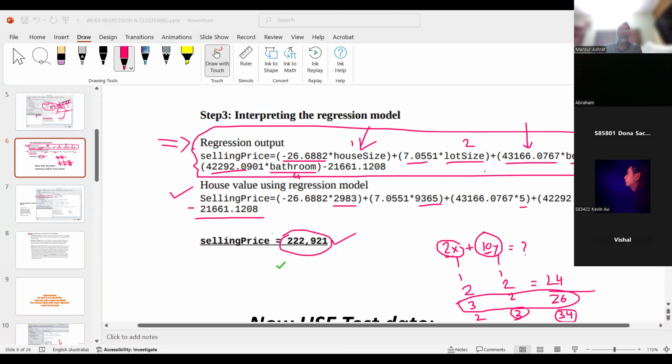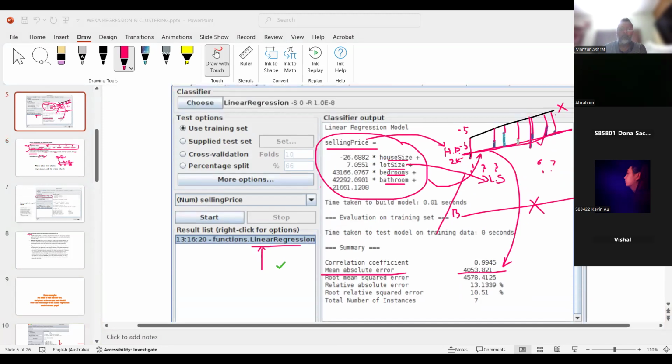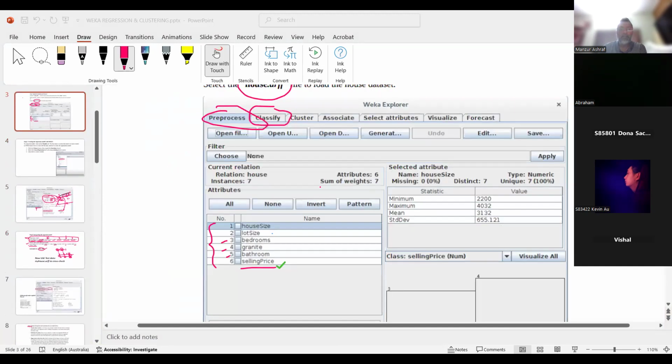Okay, and secondly, another very important thing, go back to the data again. Go back to the data again. In the data, we see that there is an interesting feature, granite.